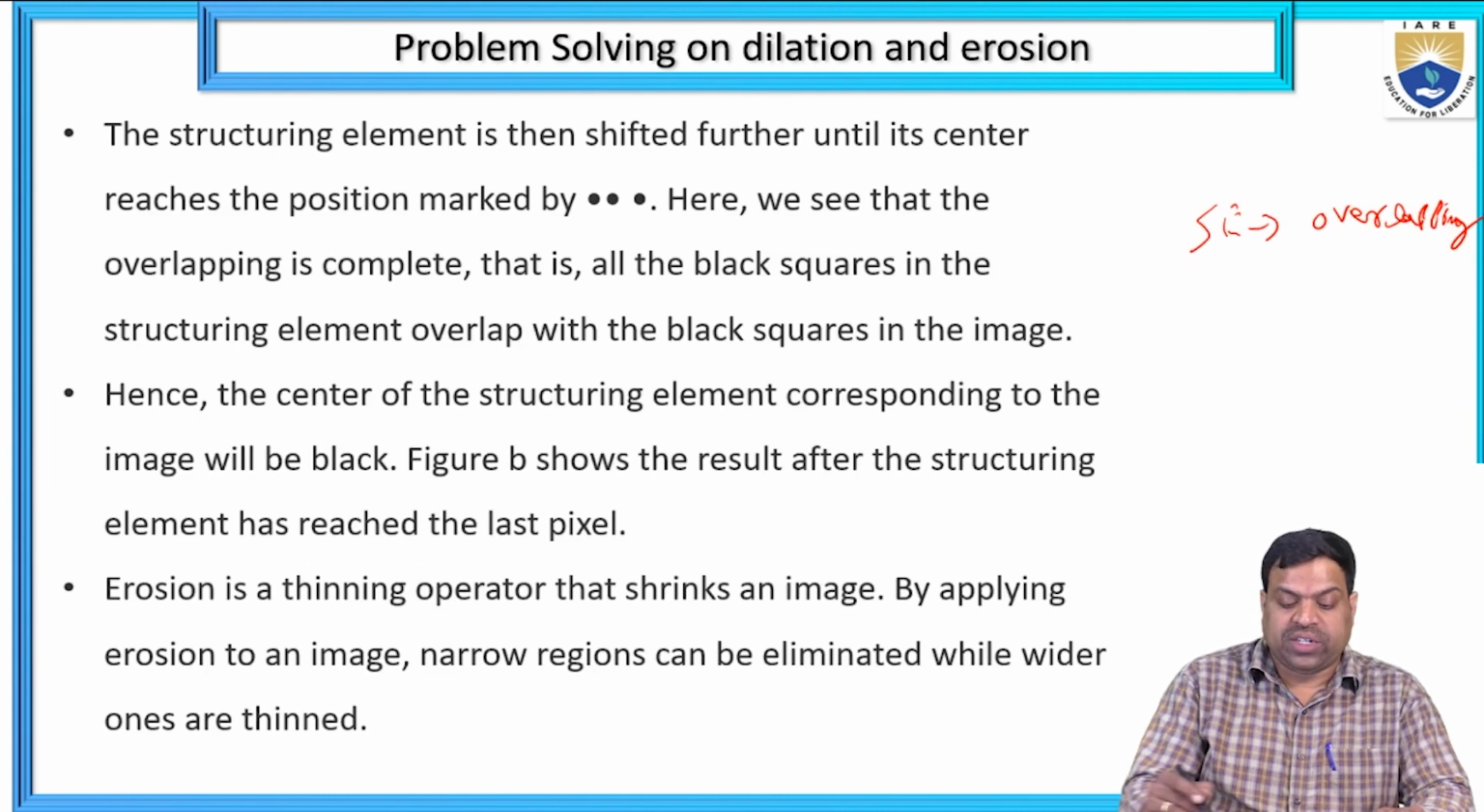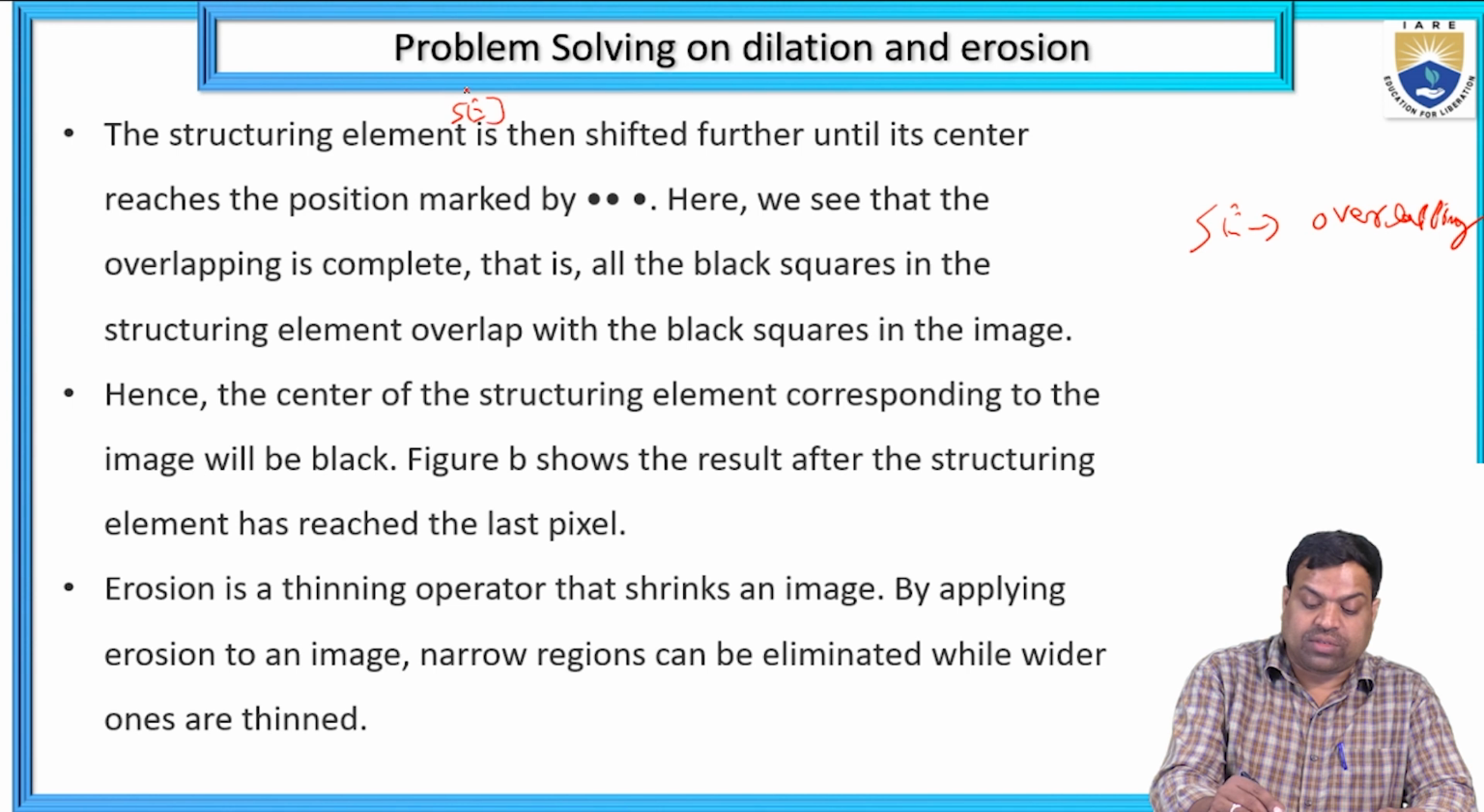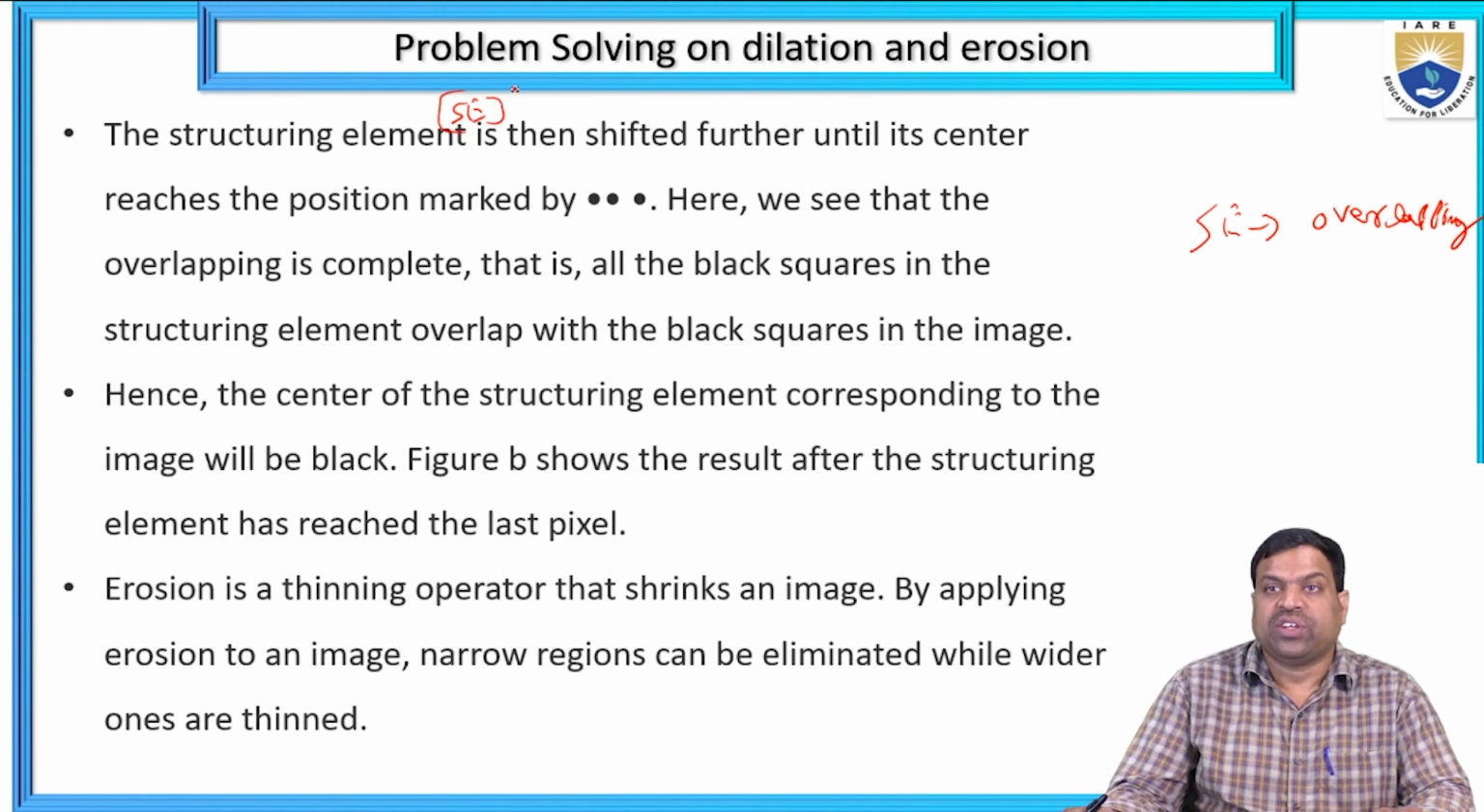So the structuring element is then shifted further until its center reaches the position marked. Here we see that the overlapping is complete and the black squares in the structuring element overlap with the black squares in the image, and the center of the structuring element corresponding to the image will be black. Figure B shows the result after the structuring element has reached the last pixel. Erosion is a thinning operator that shrinks an image. By applying erosion to an image, narrow regions can be eliminated while wider ones are thinned.